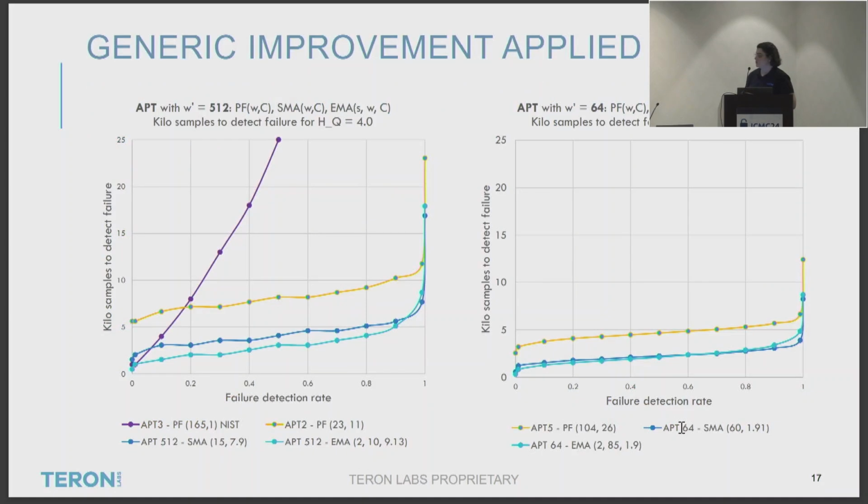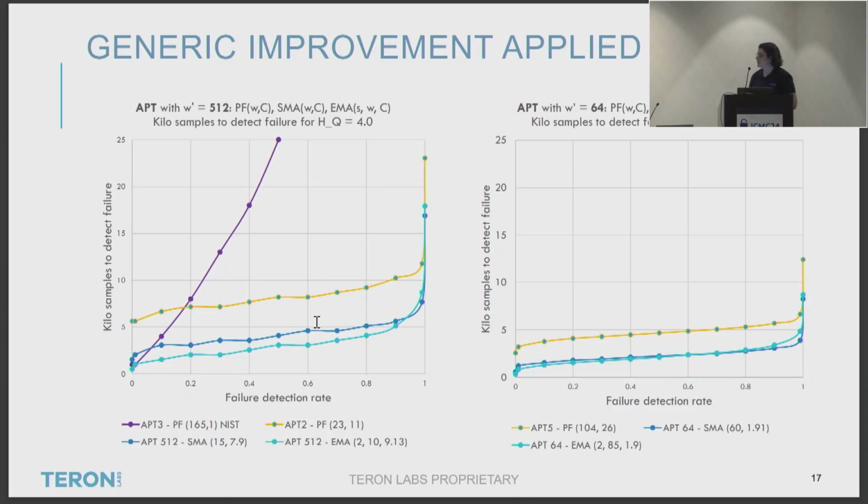So this is the same type of graph as before. I have one side for the APT with a window size of 512, and the other side for APT with a window size of 64. And I've kept the same scale on both of them so that you can compare them. So the purple one is NIST's test again. The gold one is the best out of the APTs that I looked at.